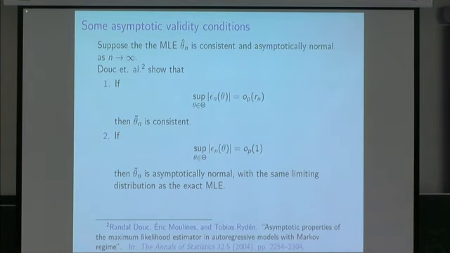Secondly, if that maximum of the epsilon error over the entire parameter space is actually going to shrink with n, then we get that it's asymptotically normal with the same limiting distribution. So there's a bit of a gap between those two. And in the ones in between, I suppose you might think that it will still be consistent, but the variance might be larger or something like that.